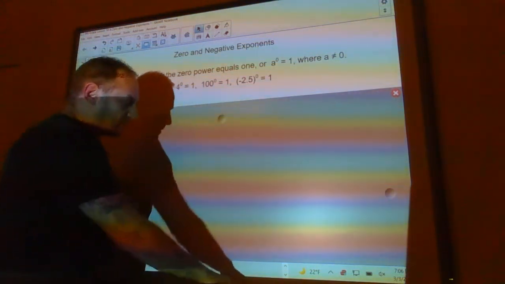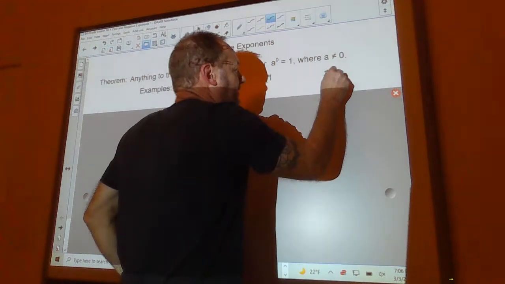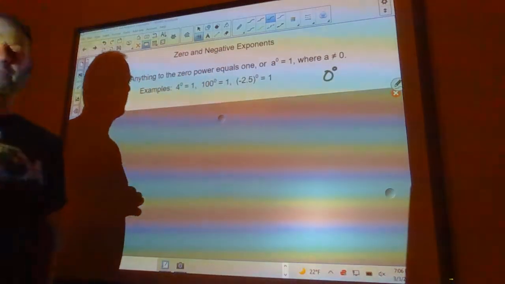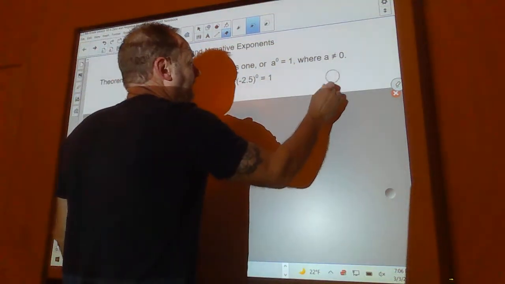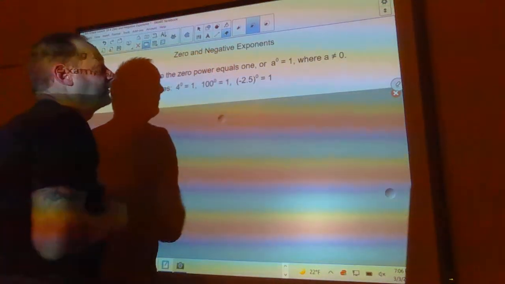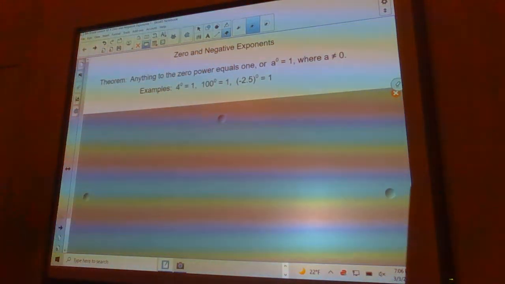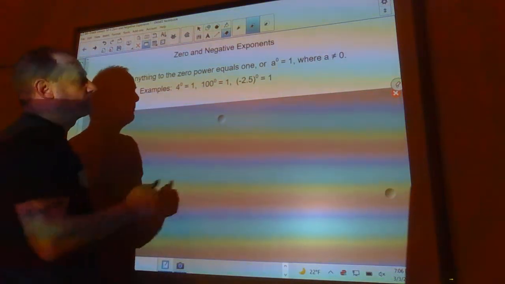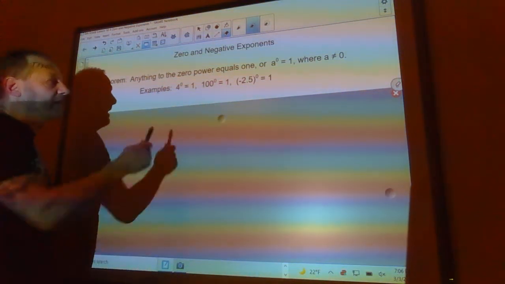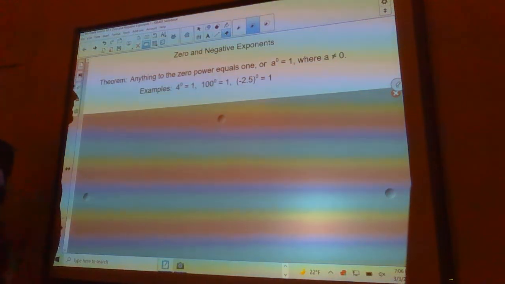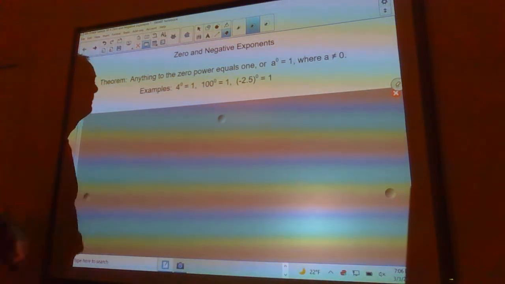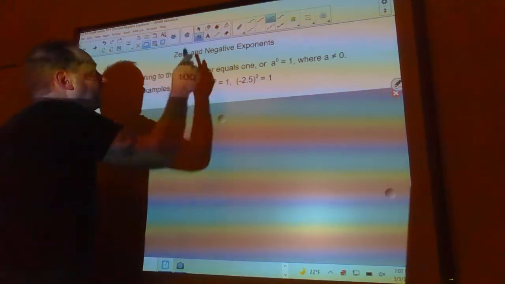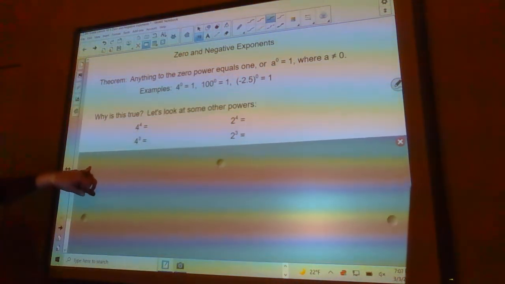So what we do not want to have is this situation here, 0 to the 0 power. That's not a thing. Okay? So, yeah, we don't want that. Any other number, though, to the 0 power is 1. So 4 to the 0 power is 1, 100 to the 0 power is 1, negative 2.5 to the 0 power is 1, 20 bajillion to the 0 power is 1. Okay? So, that's always pretty easy.